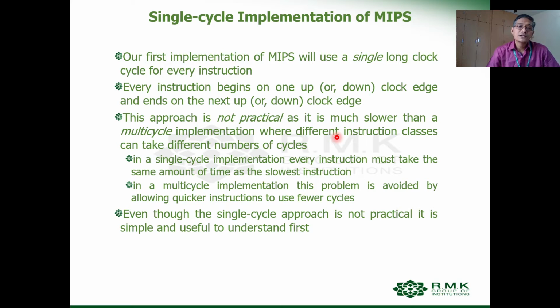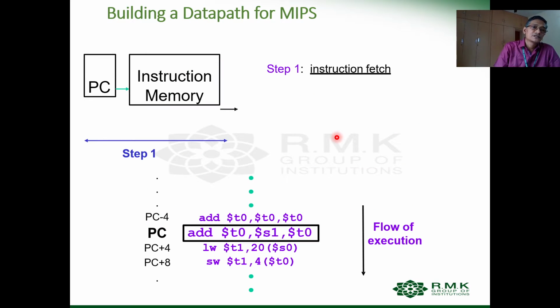Okay, so in multi-cycle the scenario is different. This problem is avoided by allowing quicker instructions to use fewer cycles. So whichever instruction is going to use fewer cycles can complete in a lesser number of cycles. So that is a multi-cycle implementation. But even though the single cycle approach is not practical, it is simple and useful for understanding the concept. So we are taking up the single cycle implementation first.